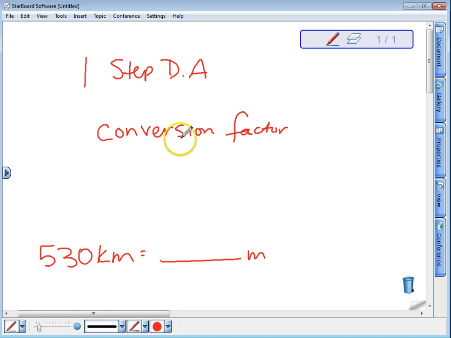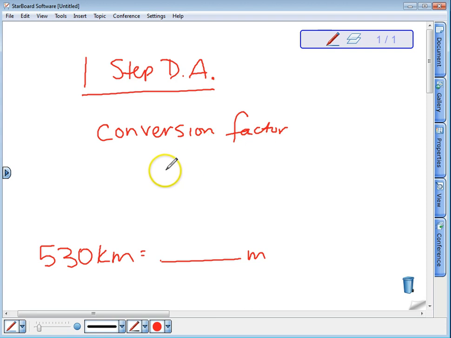Right, now we're going to talk about converting between units using dimensional analysis. I know that you can already do it by moving your decimal, and that's a good way to check to make sure you've done this correctly. But in this case, when we're using dimensional analysis, we need to make sure that we're using a conversion factor.